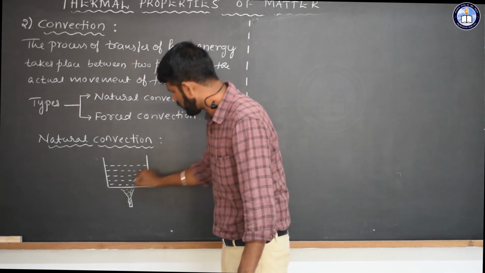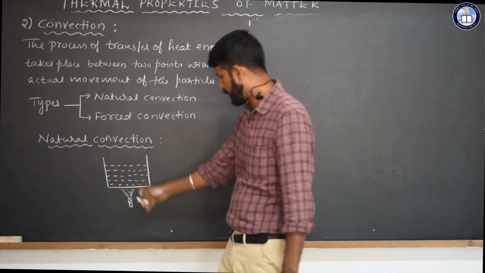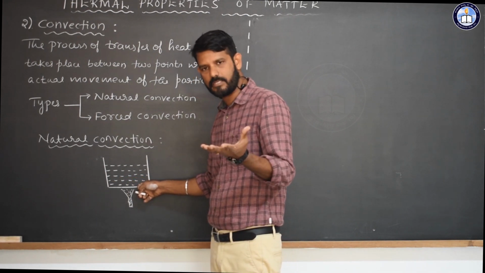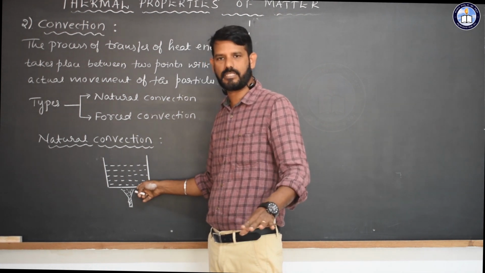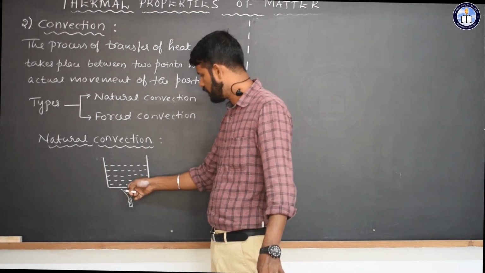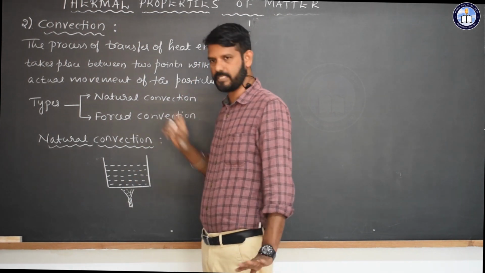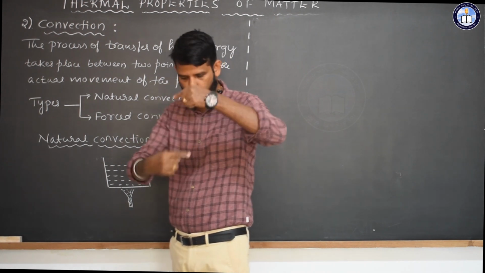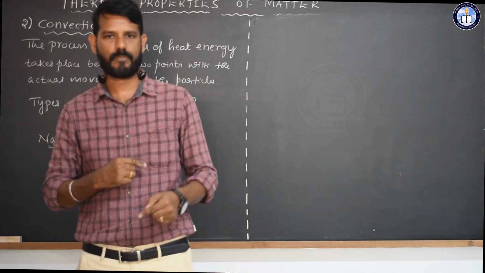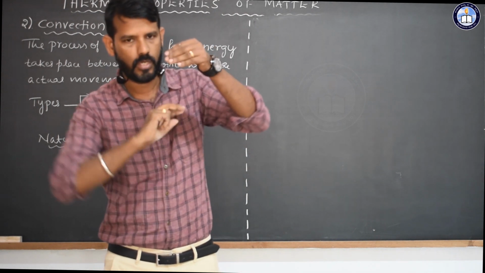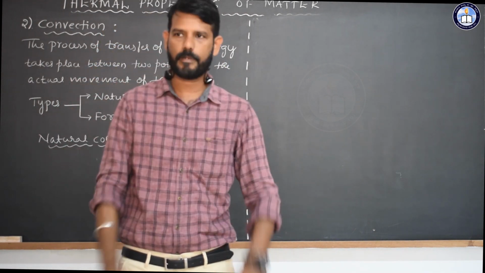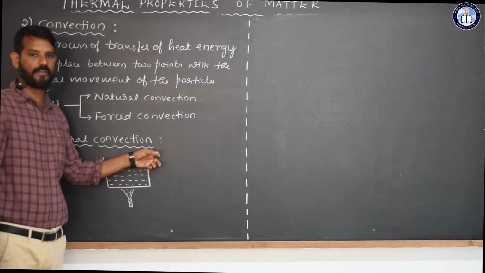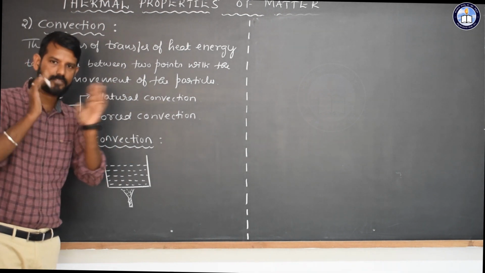So this process will take place as temperature increases. Water molecules at the bottom of the beaker expand and lose density. Due to low density, they will rise up, whereas the water molecules at the upper layer will go down. This process of movement of molecules will take place. While the molecules move from the bottom of the beaker to the top of the beaker, they carry the energy. The process is called natural convection. This is called natural convection.